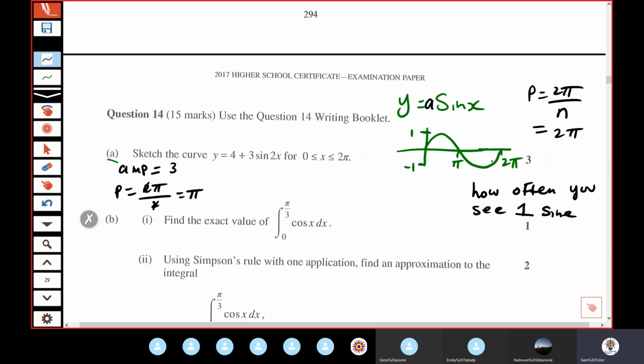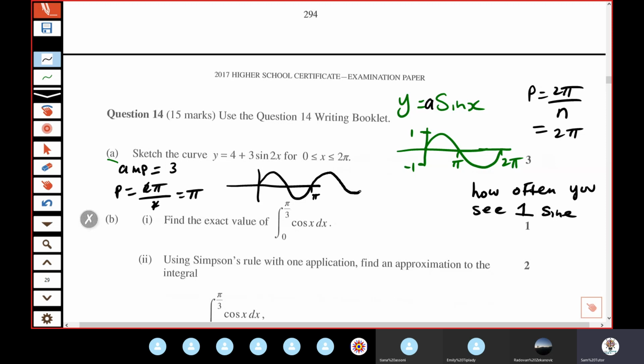Once you've memorized, that's every pi, you see one of these. So it'll look like this, just so you guys know. There it is, 1 and then 2. Does that make sense? Every pi, you see one of these shapes. So that's the shape that we're looking for. Here we go. So the form is up. That's easy. That's not even a problem. So then that's pi now, because every pi you see one sine.